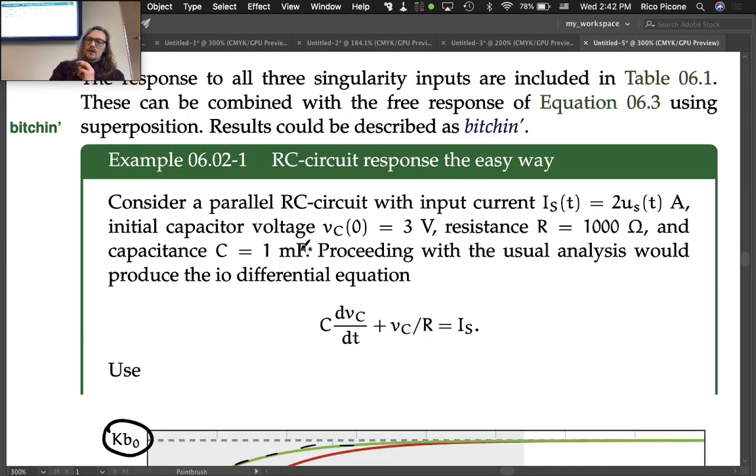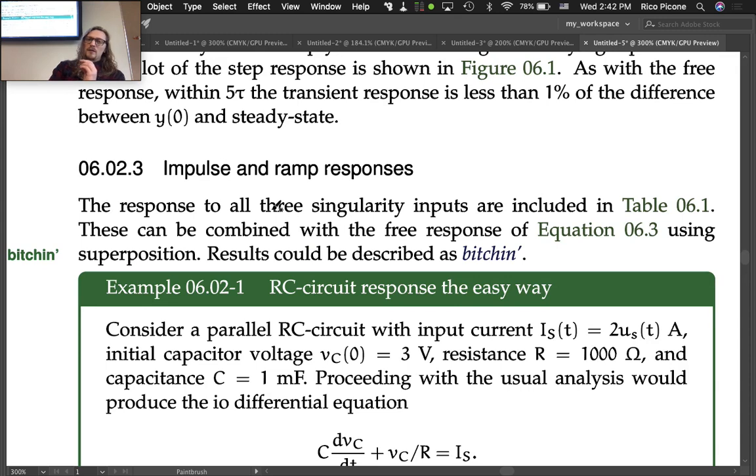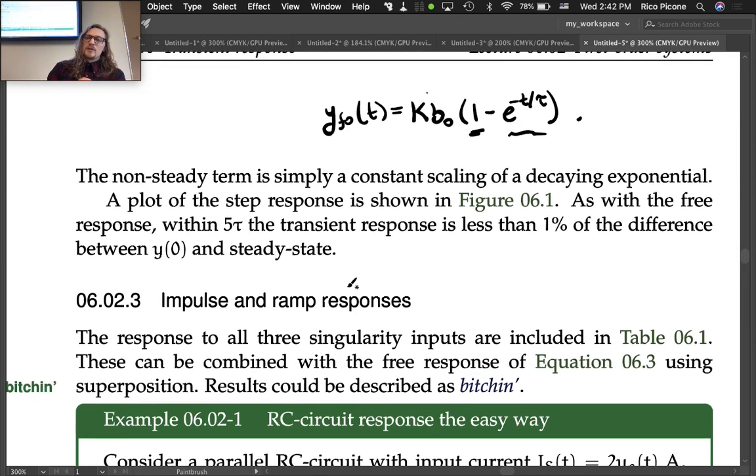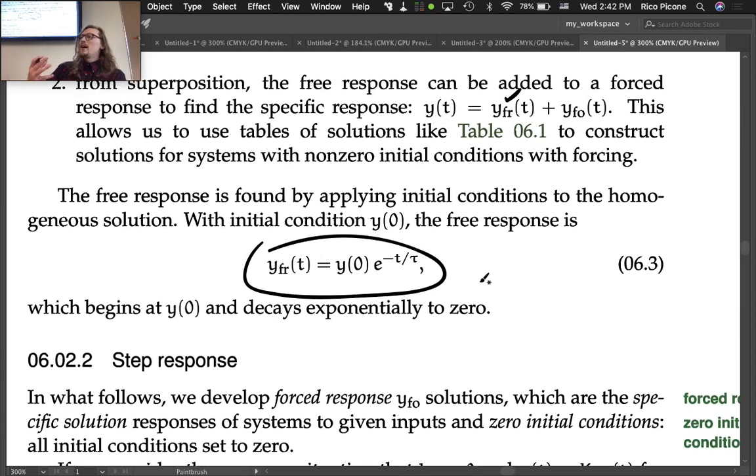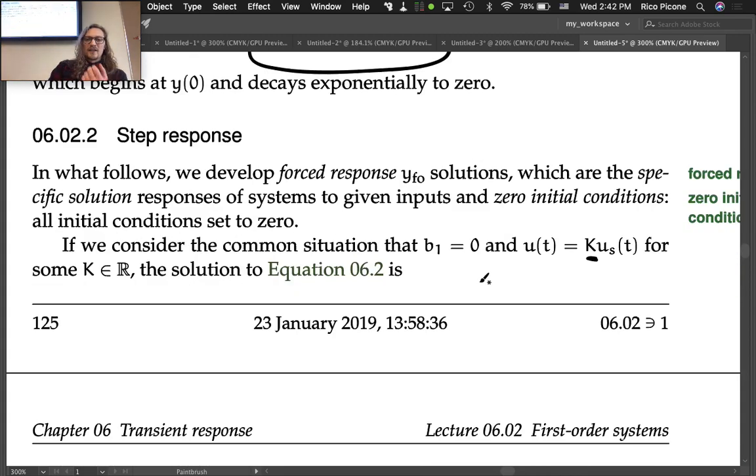Wonderful. So the response to all 3 singularity inputs are shown in the table. These can be combined with the free response of equation 6.3 using superposition. So equation 6.3 gave us the free response, so we can always combine that with all these forced responses and go from there.